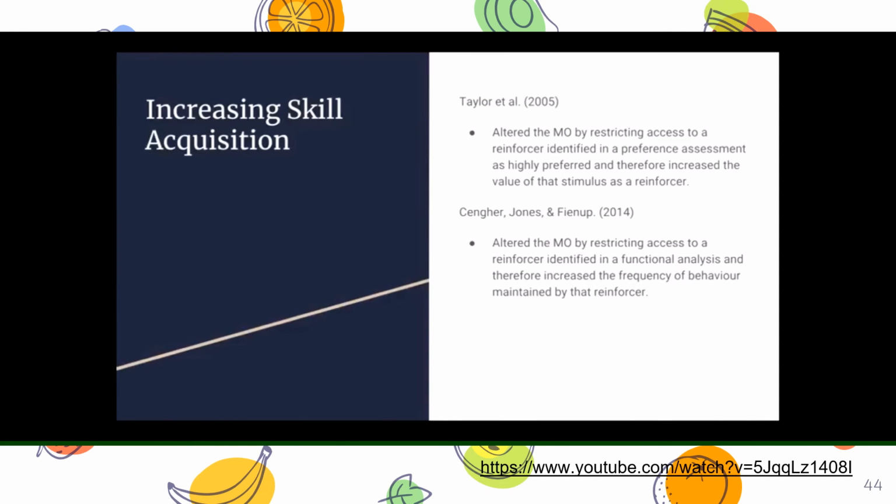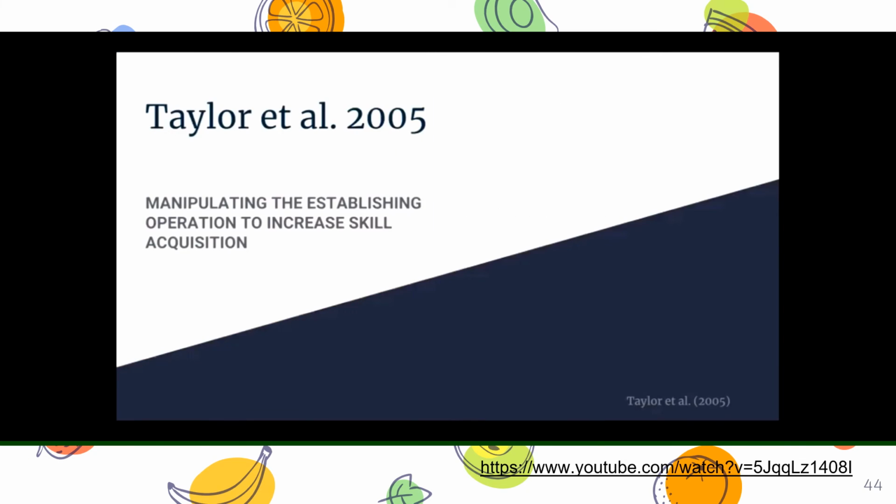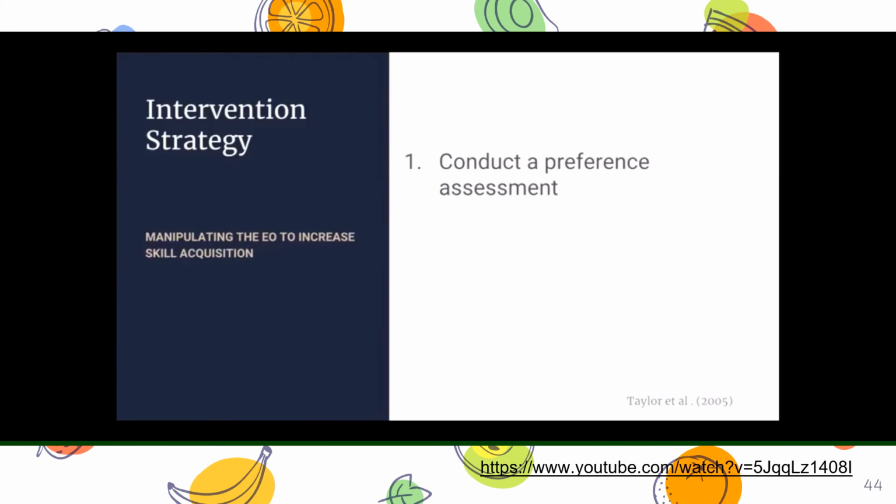Two studies increased two different types of skill acquisition by restricting access and creating an EO, which both altered the value of the reinforcer as well as increased the frequency of behavior maintained by those reinforcers. Taylor et al. conducted a study in 2005 to evaluate the effects of manipulating the establishing operation of deprivation on skill acquisition in children with autism. First, conduct a preference assessment to identify potentially reinforcing stimuli to be used in the intervention. Taylor et al. conducted a free operant preference assessment, which occurs in the natural environment and involves allowing the learner to engage in activities freely, and data is taken on the amount of time the learner spends with each item.